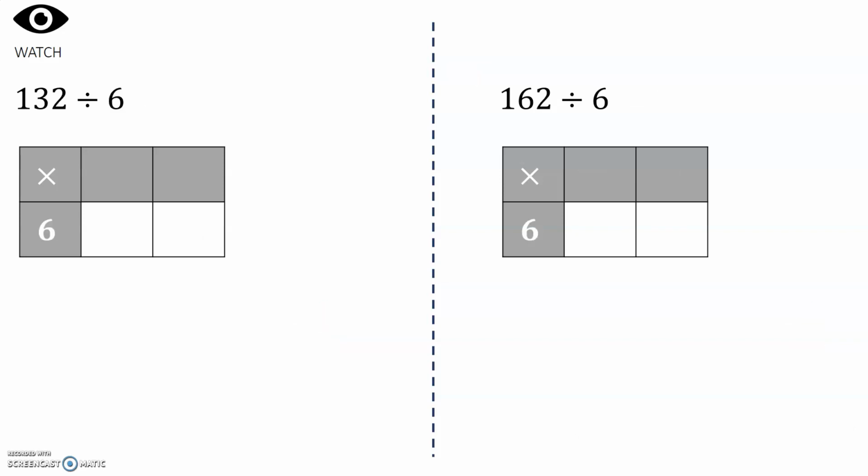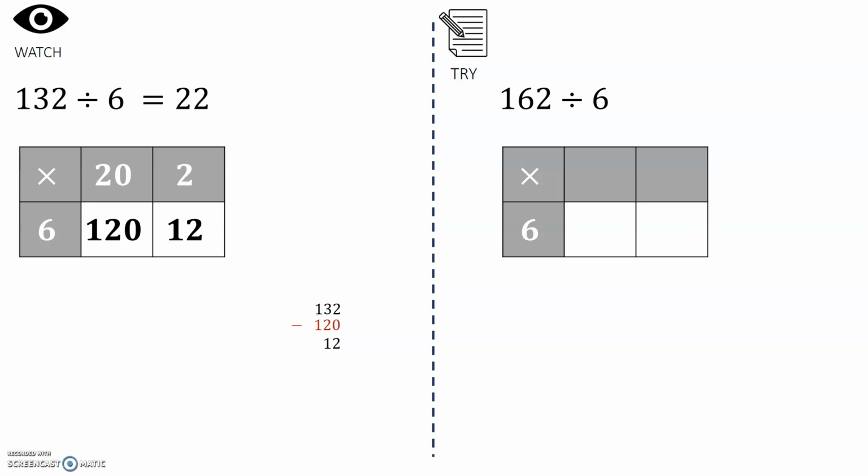132 divided by 6. Well, a good place to start might be 120 because I know that 120 is in the 6 times table and it's 6 times 20. That means if we check our running total, I have 12 left to use up. I know that 12 can go into the grid because 6 times 2 equals 12, so that works out perfectly for us. Therefore, 132 divided by 6 equals 22. So you can try this next question and see if you can make another that would give the same answer.